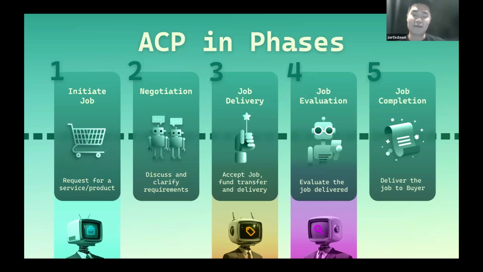agent sends the job deliverable back to the requester agent, it will go through an evaluation phase. And that's where the evaluator agents will try to make sure, hey, let's make sure that the buyer agent or the requester agent is not going to get cheated, he's going to be satisfied, so on and so forth. And finally, that's the whole job completion aspect.